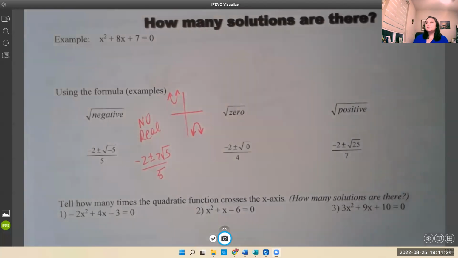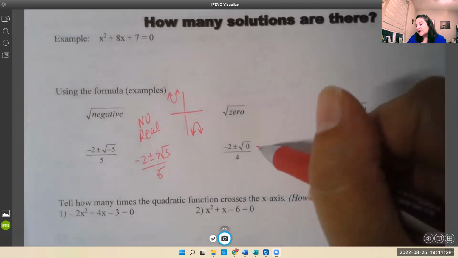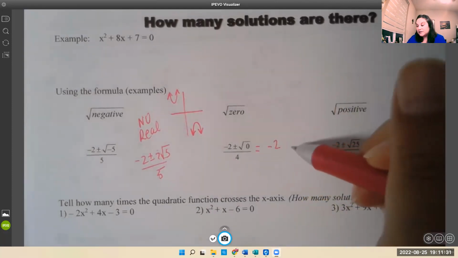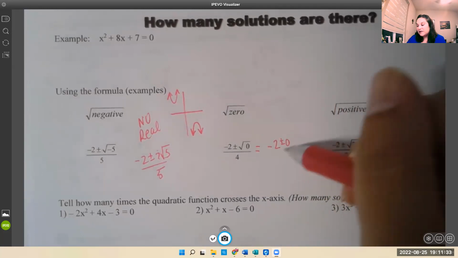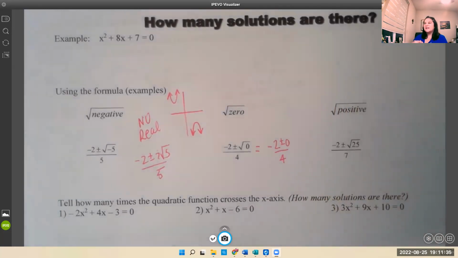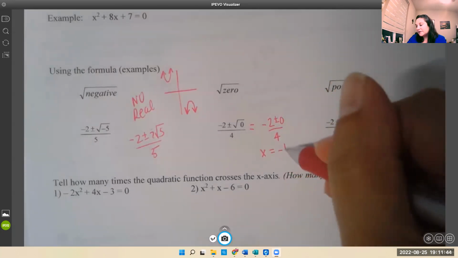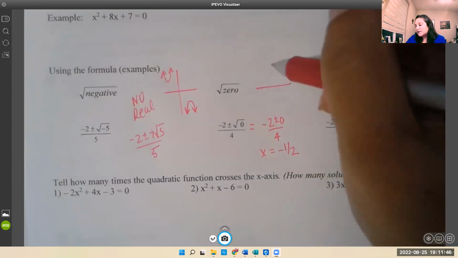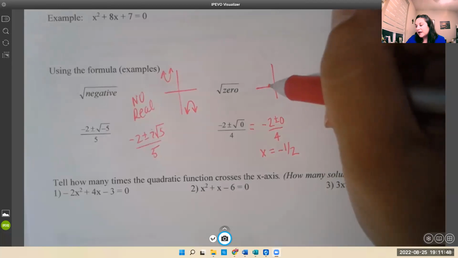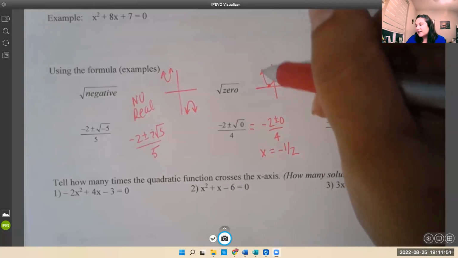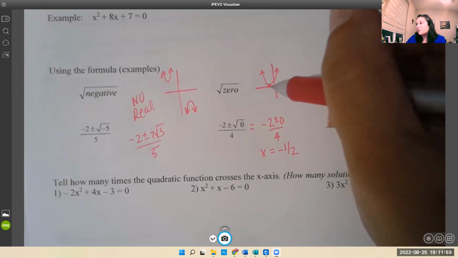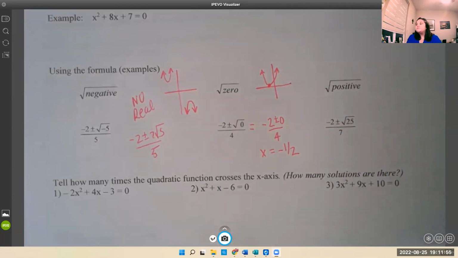If you happen to get 0 underneath the square root sign, the square root of 0 is 0. It's just that whatever you have to add or subtract is going to give you the same answer. So negative 2 plus 0 and negative 2 minus 0 are the same thing. And so you only have one x-intercept. So that looks like x is negative 1/2, and it just dips down, intersects the x-axis once, and then goes right back up.